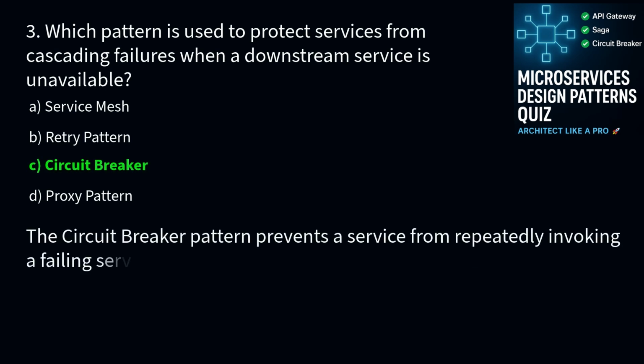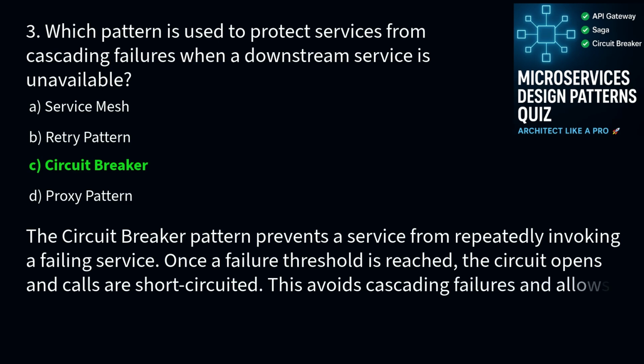Circuit breaker. The circuit breaker pattern prevents a service from repeatedly invoking a failing service. Once a failure threshold is reached, the circuit opens and calls are short-circuited. This avoids cascading failures and allows the system to recover gracefully.